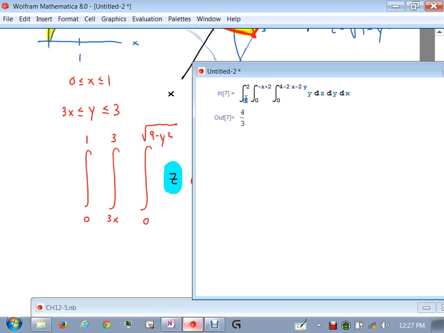Okay. So it was 0 to 1, that was the same. 3x to 3, 0 to square root of 9 minus y squared, right? And then z dz dy dx. 27/8. That's what I'm getting.